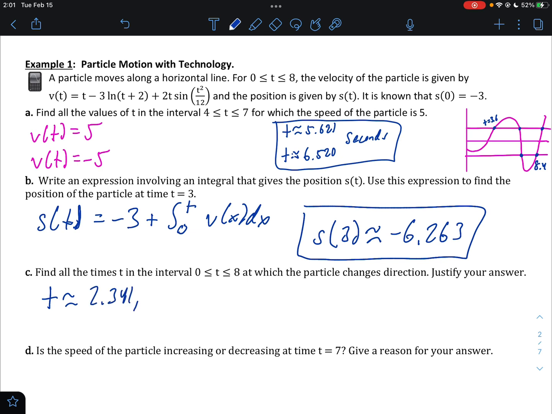And there is one more, so let's get the next one here. So another zero. Scroll all the way over to the next one, and we should be getting 6.127 seconds. Okay, why is that happening? Because the sign of v of t is changing. So v of t changes signs at these times.